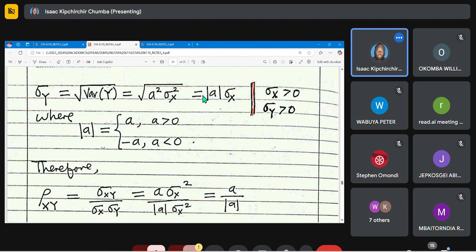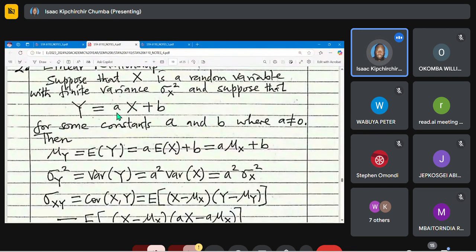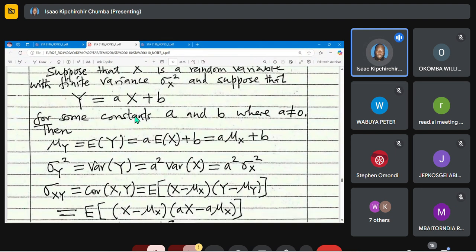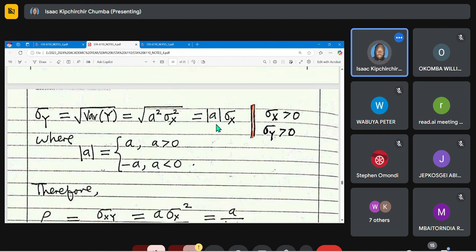So mod a, so that if a is positive, it will just be a. But if a was negative, in our definition here we just said a is a constant, and you have said specifically a is not 0. So a can be positive or negative. If a is positive, we shall just be calling it a, and it will be positive. If a is negative, then this mod a is called minus a. So that is also positive, to guarantee that our standard deviation is positive.